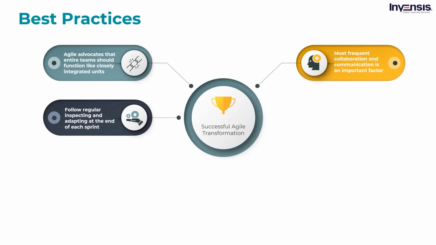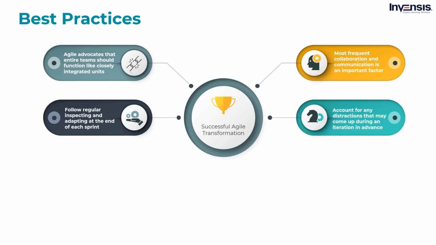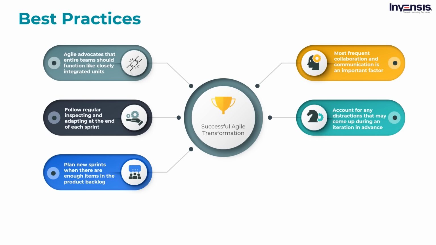One of the most important principles relates to regularly inspecting and adapting at the end of each sprint. This means that the team should inspect its own practices, and then decide as to what to change and how to adapt to the change. The Agile methodology encourages teams to account for any distractions that may come up during an iteration in advance. Thus, to avoid any end-moment surprises, the delivery team should try to estimate the efforts that may go into dealing with the risks and roadblocks. And they should prepare plans for end deliverables accordingly.